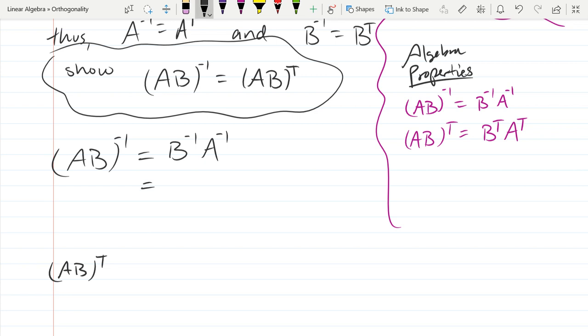So I got B inverse, A inverse, which is B transpose. So this is where our supposition came in, that the inverse is the transpose. I just used the supposition right there to take out the inverse, replaced by a transpose. And now we're going to switch the order and take the transpose out. So that's AB transpose, and that is exactly what we were supposed to show right there.